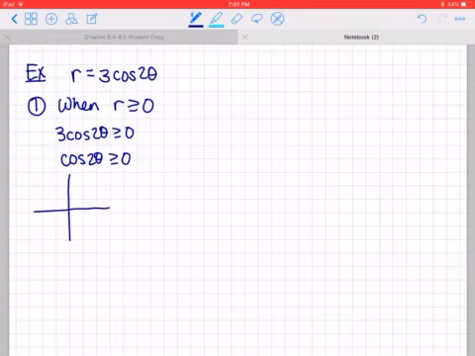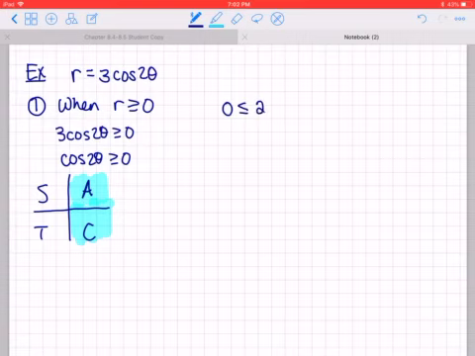So remember our discussion the other day. There we go. So cosine's going to be positive here and here. However, it's a 2 theta, so that's going to make things a little bit different here. So let's look at this. So this 2 theta business is throwing it off. If it was just theta, we know that it's in these two quadrants. But what happens when it's 2 theta?